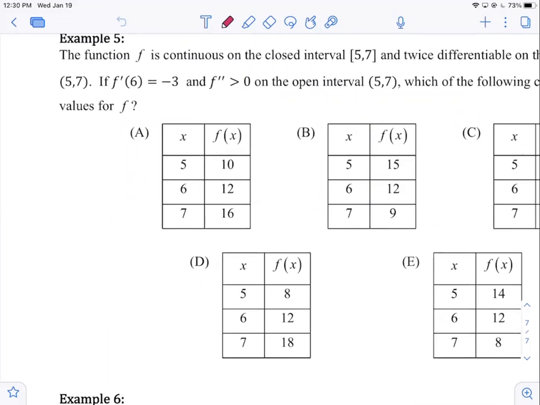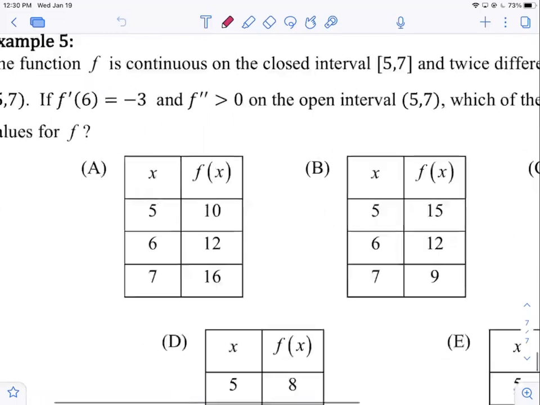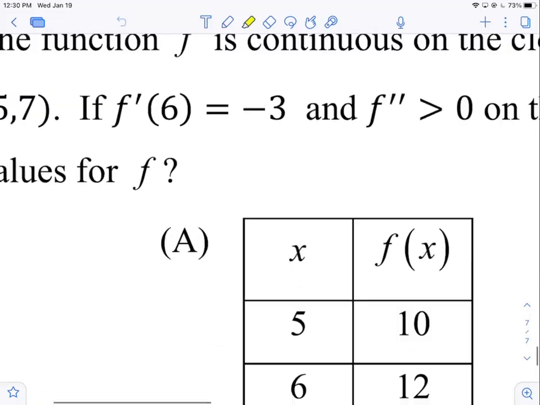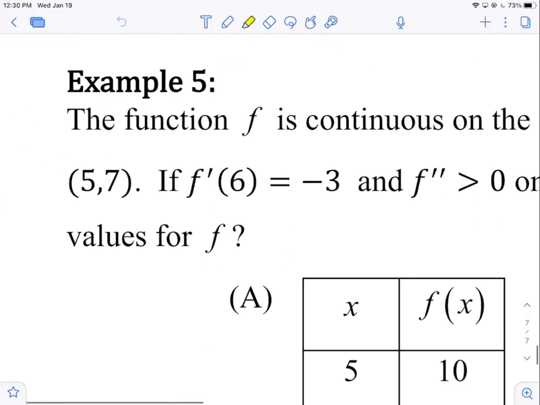Okay. The first thing you want to notice is the process, first of all, what it is that we're given. These are tables of values for x and f. They're telling us that f prime of 6 is negative. So that means at 6, f is decreasing, right? f is decreasing at 6.